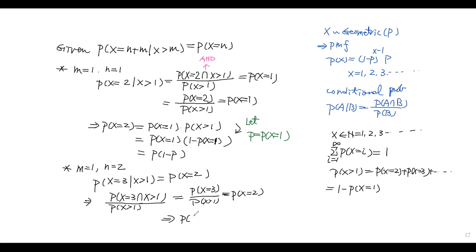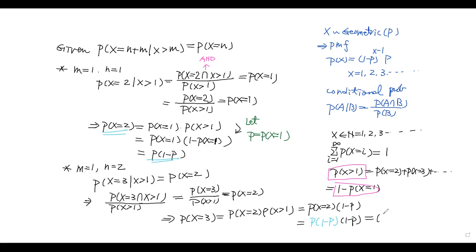So now I can say the probability X equal to 3 is equal to the probability X equal to 2 times the probability X greater than 1. By the same argument, the probability X greater than 1 is 1 minus the probability X equal to 1. This is the key thing here. And I assigned the probability X equal to 1 to be P, so this is 1 minus P. So from here, what is the probability X equal to 2? It's P times 1 minus P, so I can substitute, times 1 minus P. So what I have here is P times 1 minus P squared.